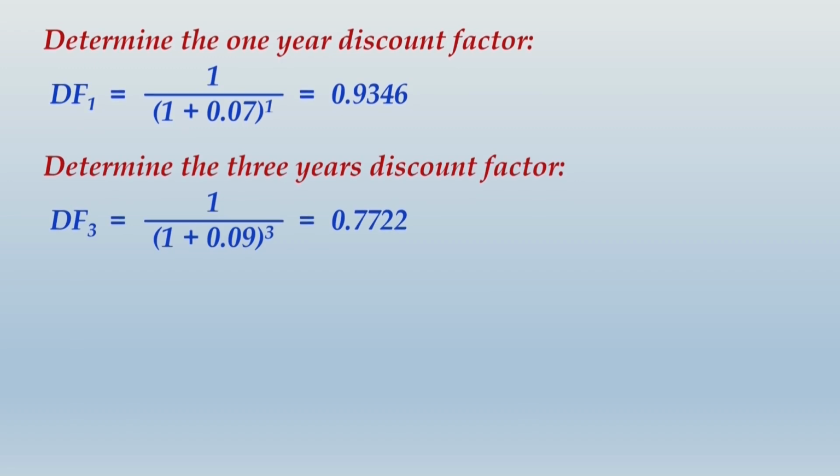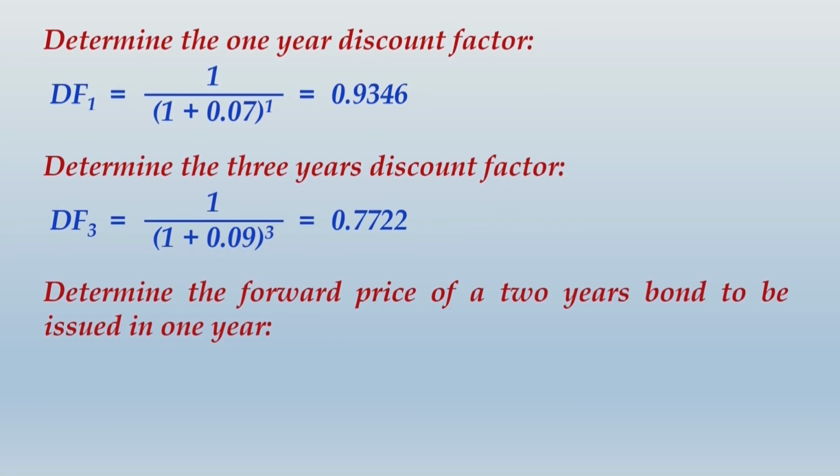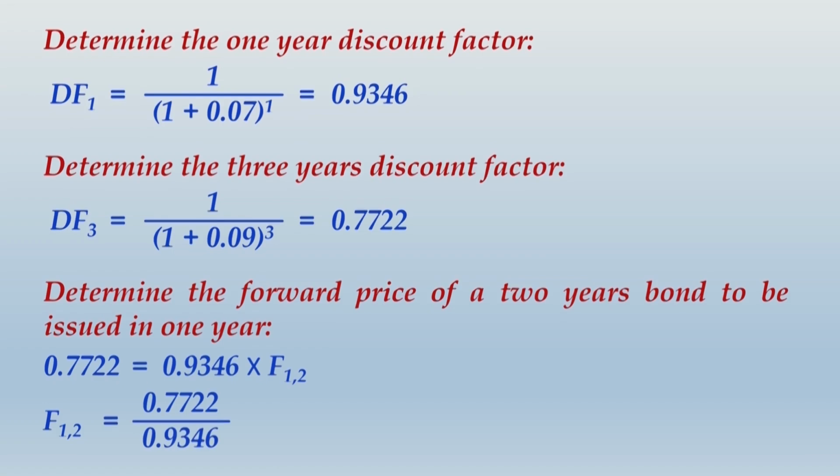Once you get DF3 and DF1 both, then easily you can determine the forward price of a 2-year bond to be issued in 1 year. So you have to compute basically F1,2, that is capital F1,2. So in the numerator you will be taking the discount factor for 3 years, in the denominator you will be taking the discount factor for 1 year, and it will give you 0.8262 as your final answer.